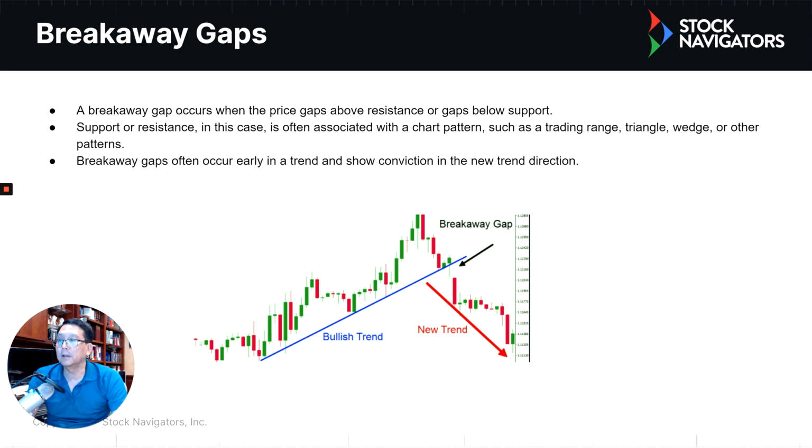Let's look at the chart here. The price held above the upper trend line, but then it dropped below it with a strong gap down, which shows you that a new trend is starting in the other direction. Okay, so that's the breakaway gap.